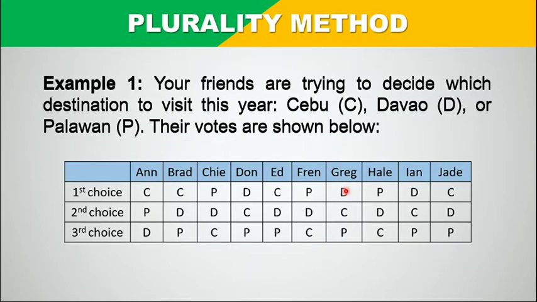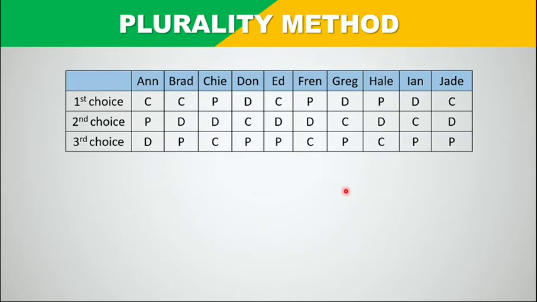Now, this is the table we just had recently. We will color them according to the similarity of their preferences. For example, the color of Brad, Ed, and Jade is orange because they have the same preferences. Their first choice is Cebu, their second choice is Davao, and their third choice is Palawan.